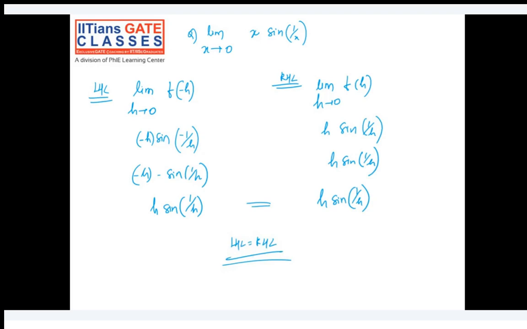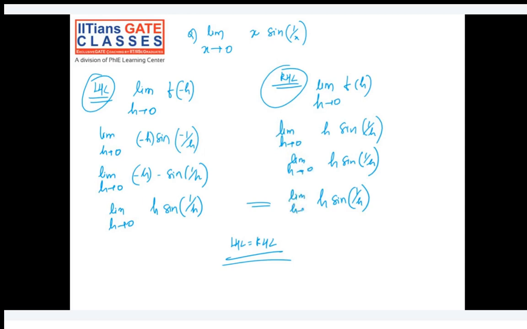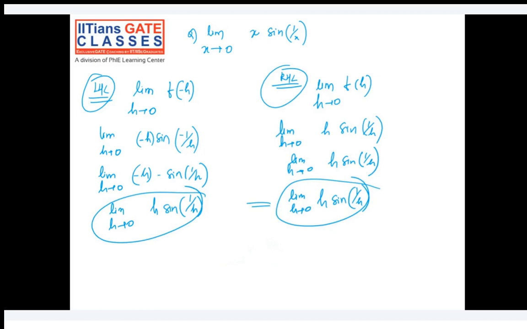Left hand limit and right hand limit you have written, but can you calculate it? Limit h tends to 0, I forgot to write. We have the same term on both sides, but to which value is this function reaching? If you solve it, let me just go to the next slide. Limit h tends to 0 h sine of 1 upon h.